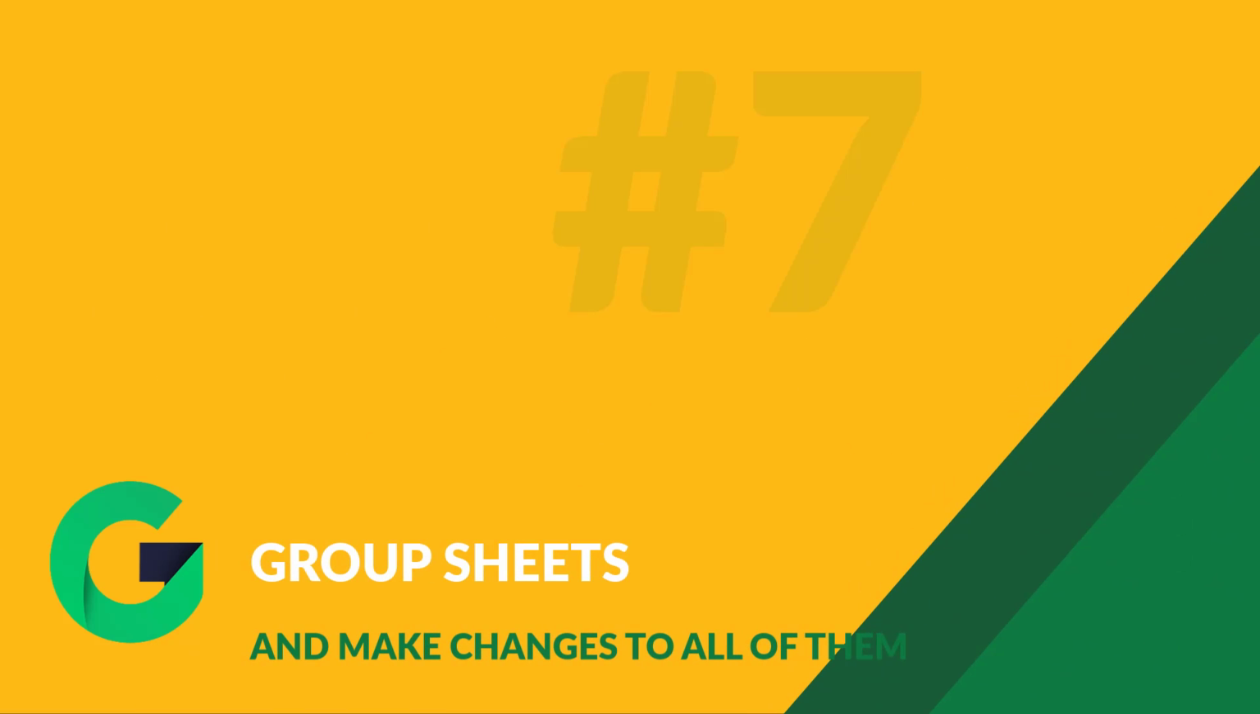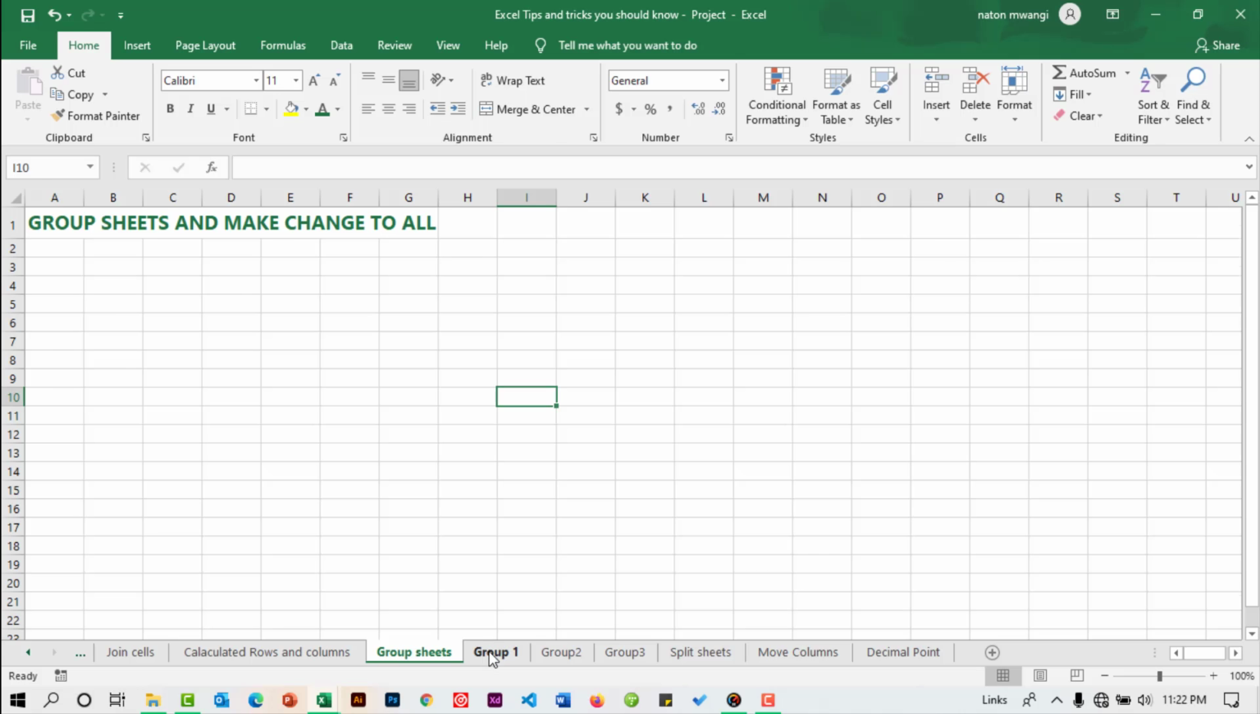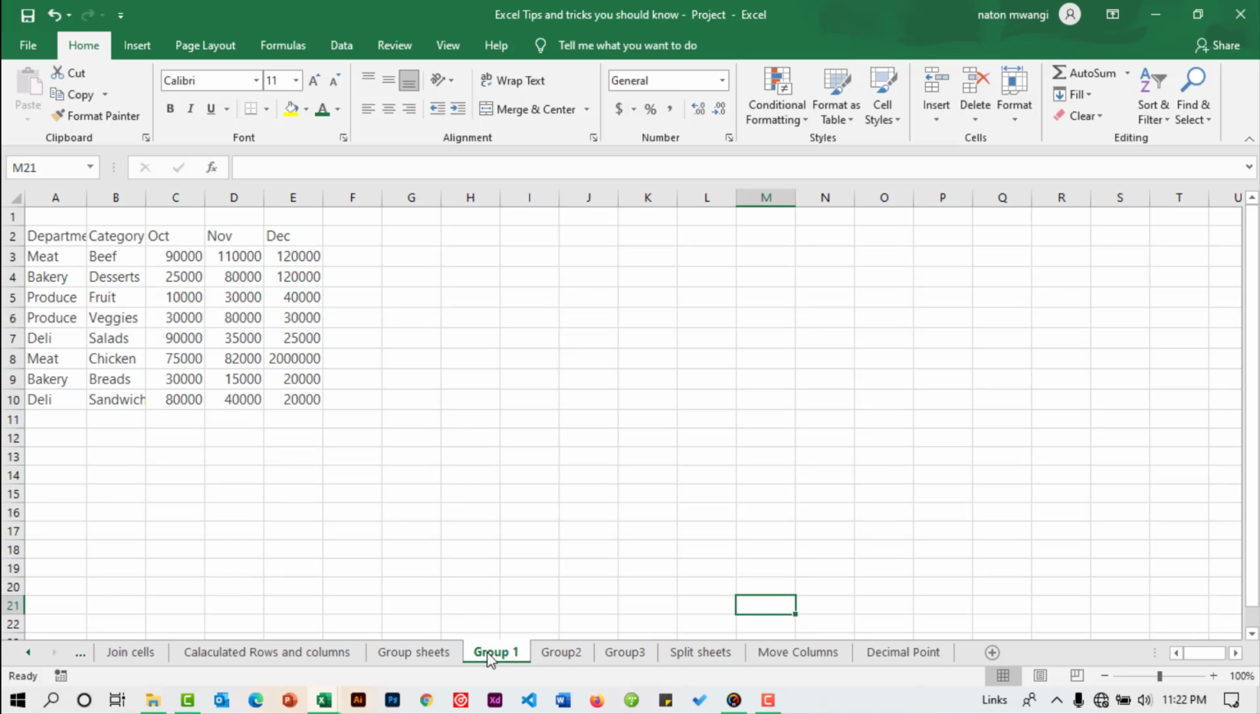Group sheets and make changes to all of them. So what I have here, I have sheets that I have named group 1, group 2 and group 3. You also notice that in all the sheets I have the same records. Now I want to group all of them so that as I make one change on one group, the change is applied to all the tables.